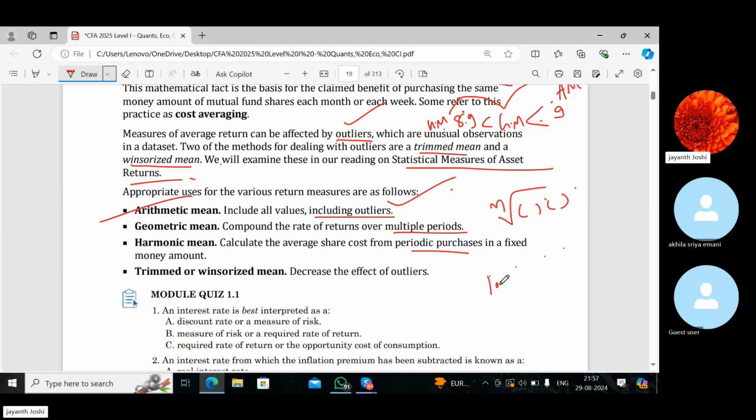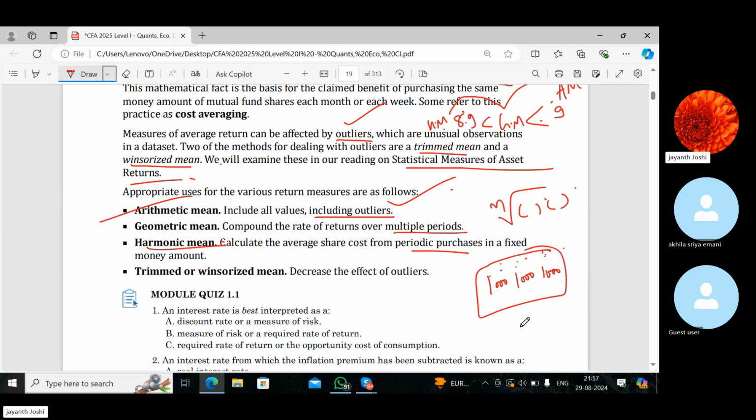One month you purchase $1,000 worth of some shares. Another month you again purchase $1,000 worth of shares. Again the third month you purchase $1,000 worth of shares. So every month it is happening, right? If you have such kind of data whereby you have periodic purchases, and that too with a fixed amount of money, you go for the harmonic mean.